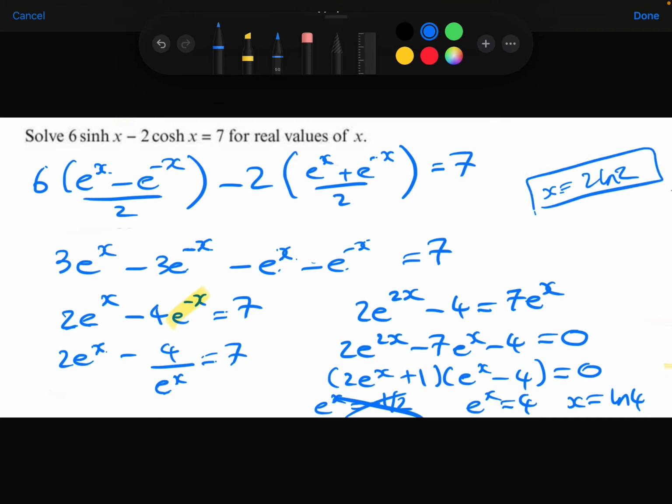So that was a reasonably simple hyperbolic equation to solve, because we could just use the identities, just use the definitions of sinh and cosh straight away.